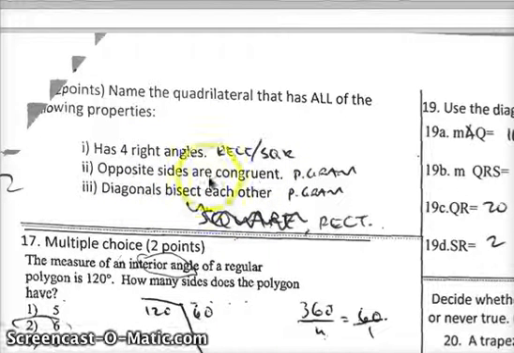It does not say all sides are congruent. If it said all sides are congruent, then it would be a square. But if you think of a rectangle, only your 2 sides are congruent, therefore it's a rectangle.